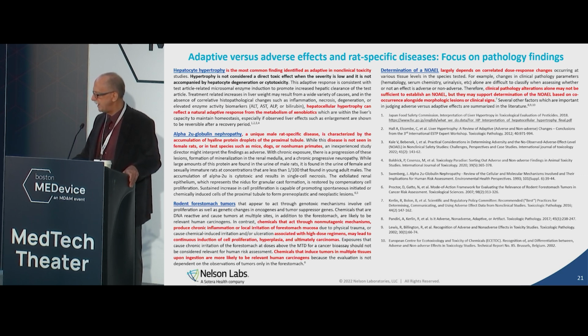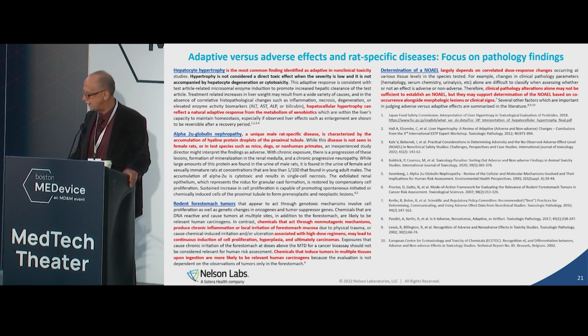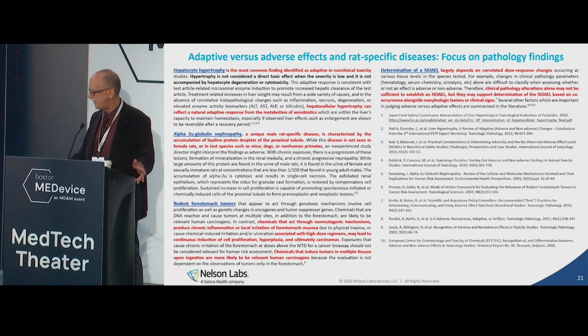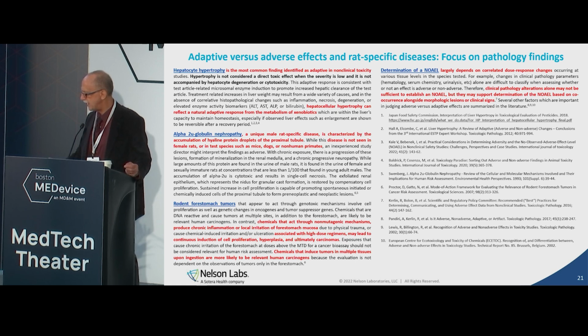That determination of a NOAEL is complex because it depends on correlated dose response changes. A lot of times clinical changes alone aren't relevant. Hematology, serum chemistry, urinalysis, you don't adopt a NOAEL from that alone, but they may be supporting other effects such as co-occurrence alongside morphological lesions or clinical signs.